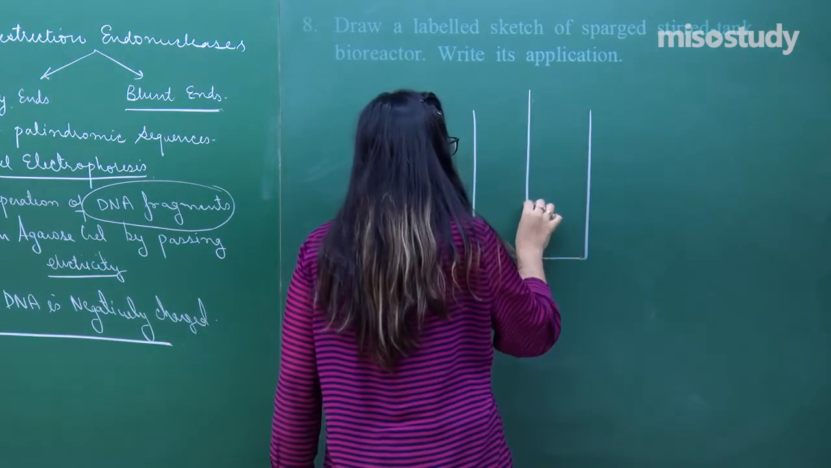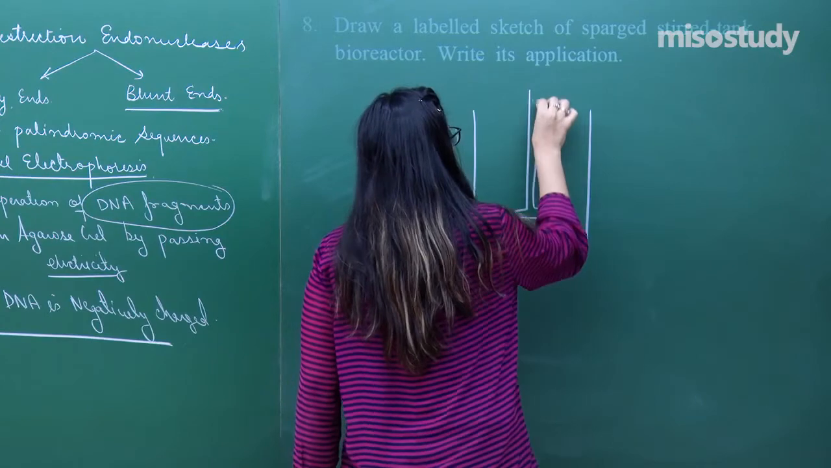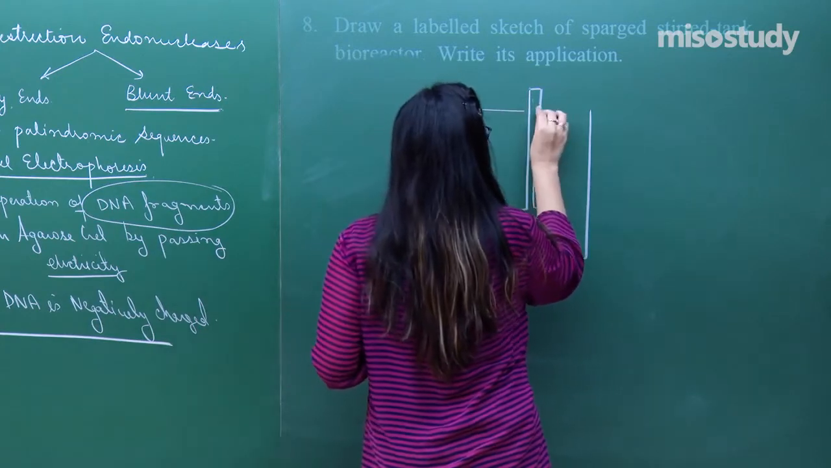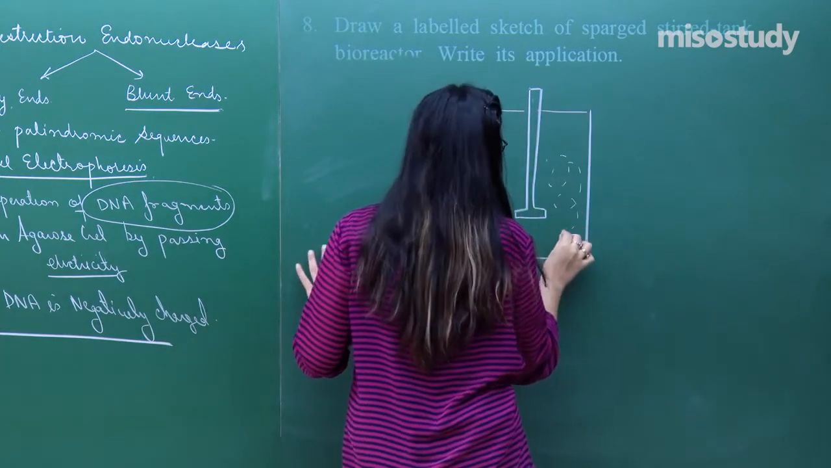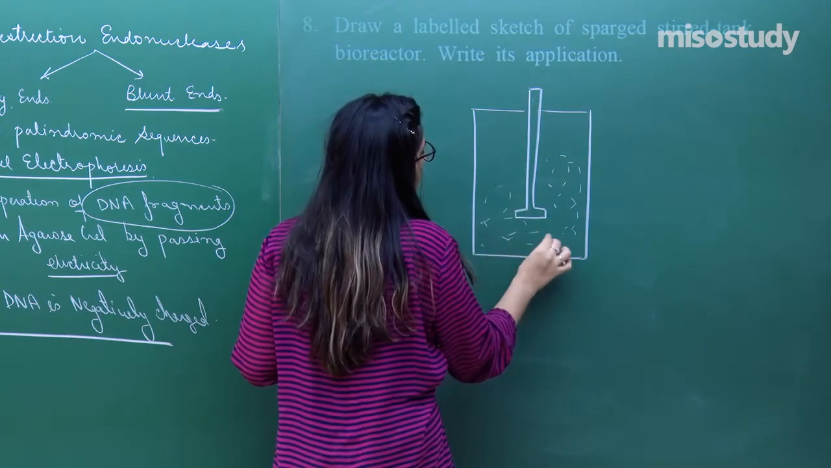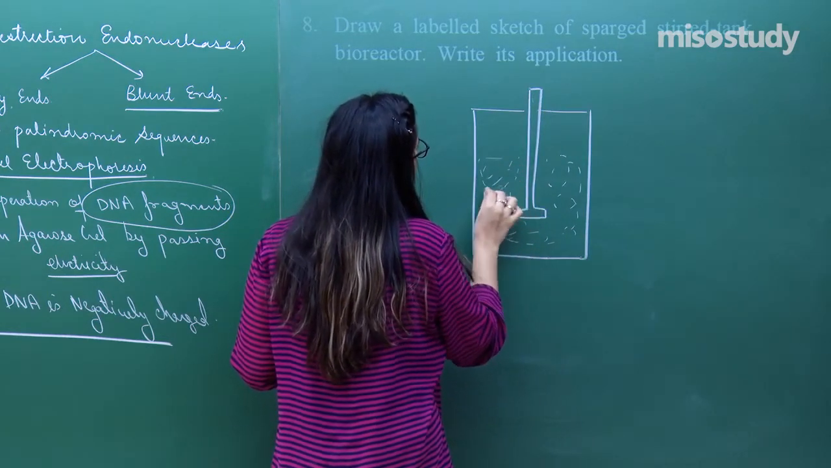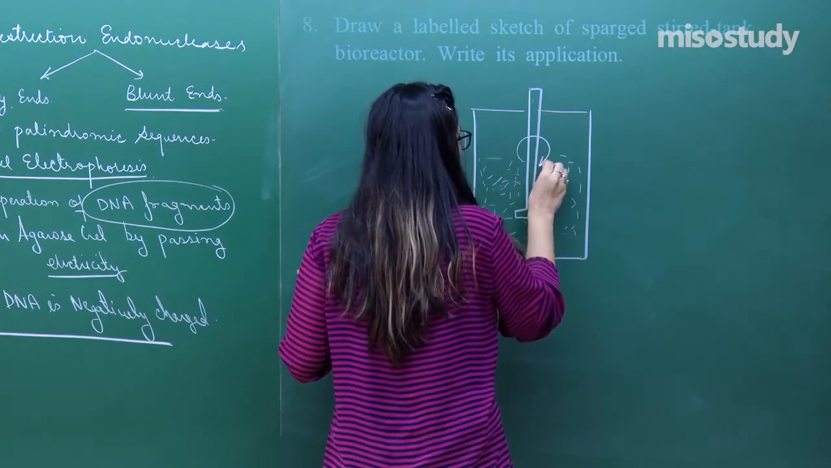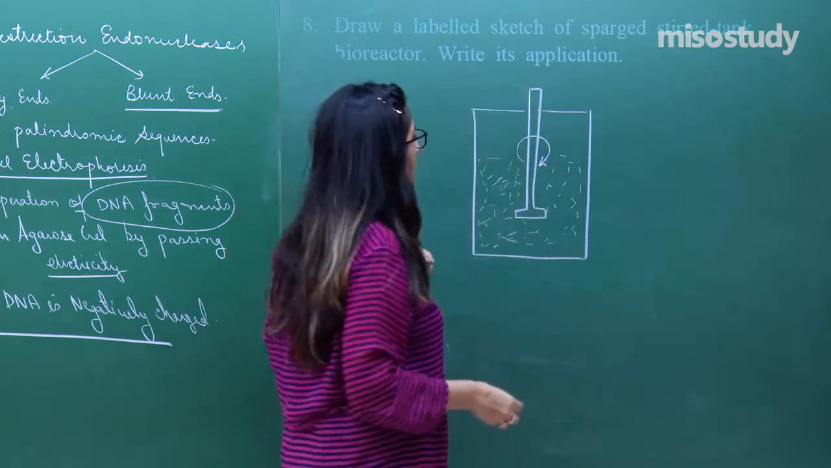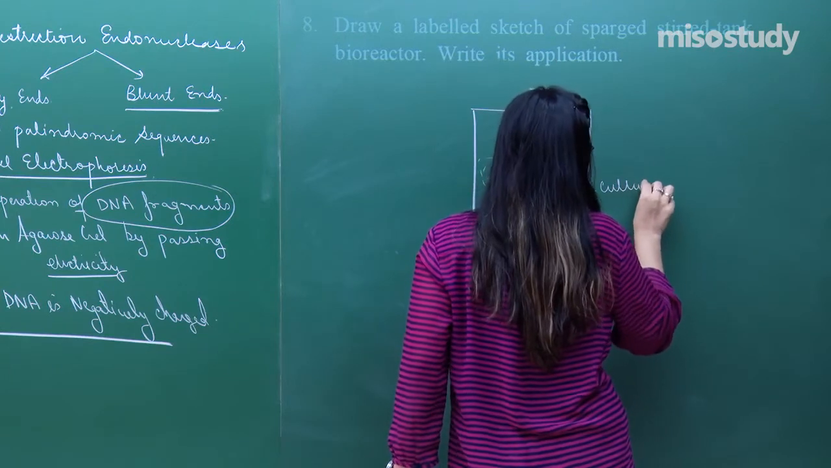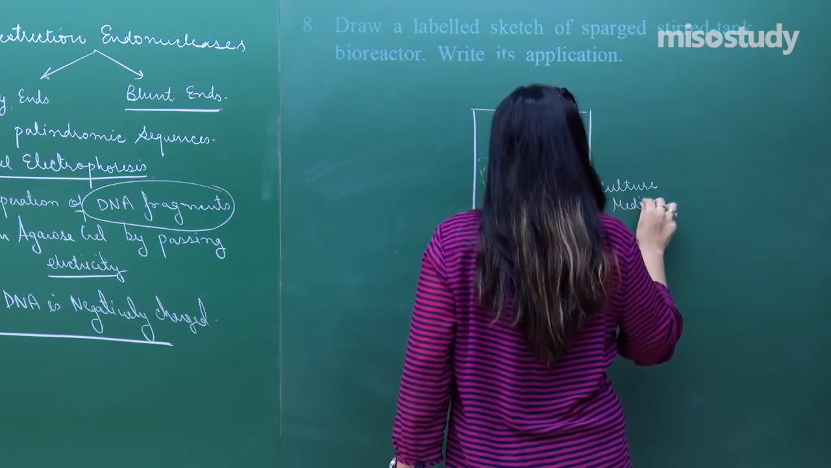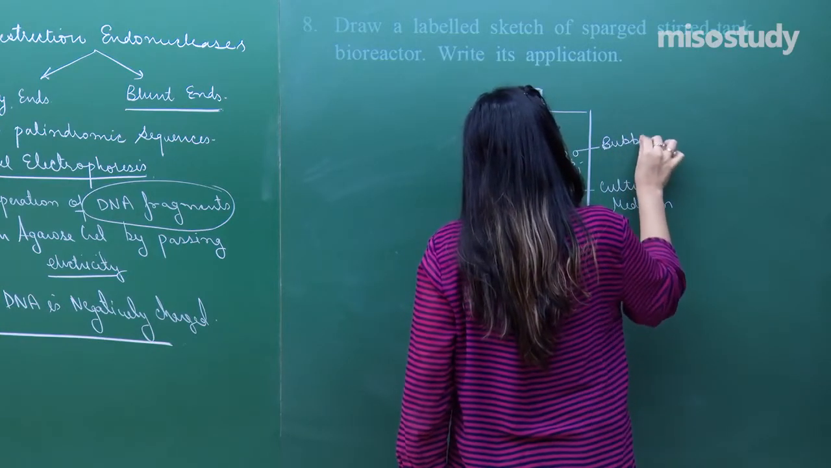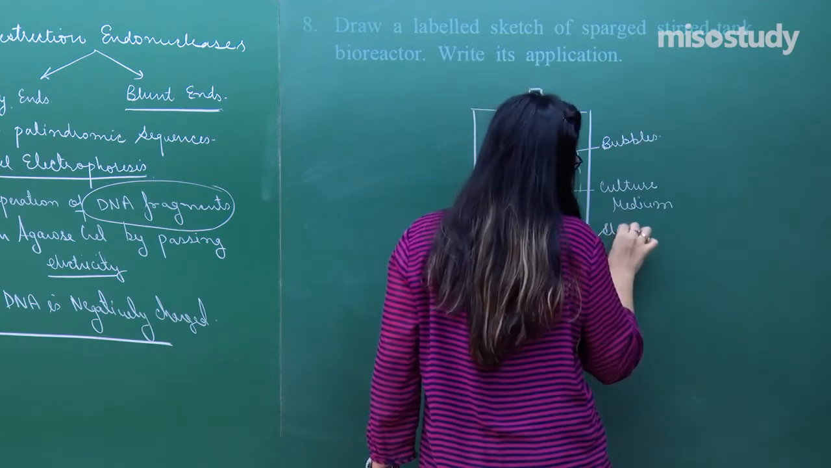I am just making a rough diagram because in the session we have discussed these things in detail. The whole diagram you have to draw. Even in this case, culture medium is present all over the place and it has bubbles in it, and in this sparged stirred tank bioreactor, they move like this in one direction, they keep on moving, and this is the culture medium. These are the bubbles. This is called a stirrer.